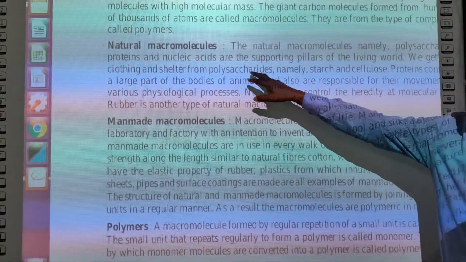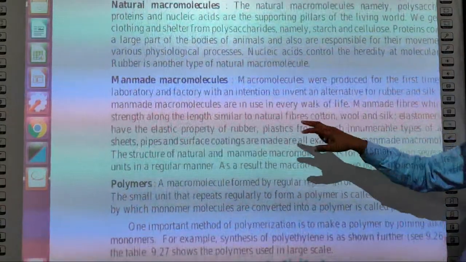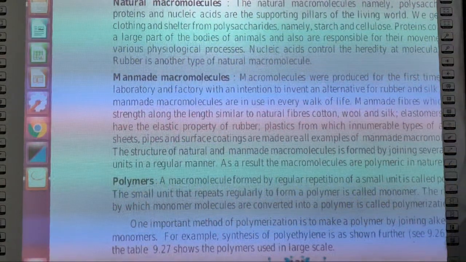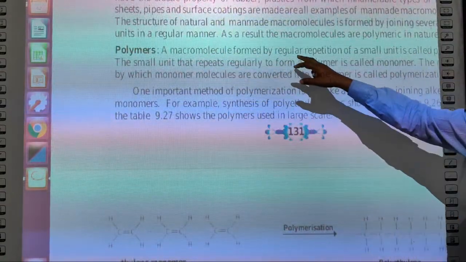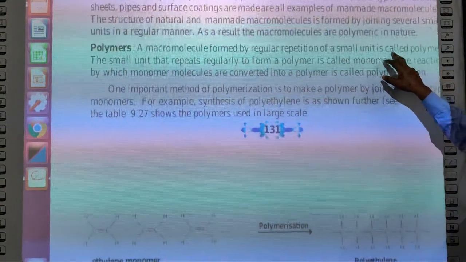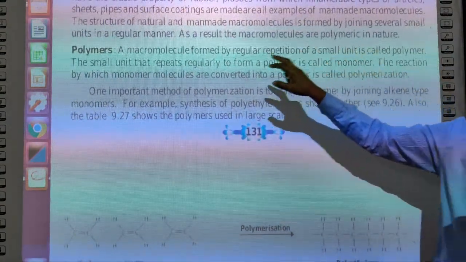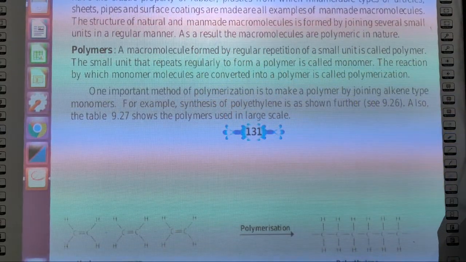Some are natural macromolecules, namely polysaccharides, starch, cellulose, etc. Some are man-made, like cotton, wool, silk. These are polymers. What are polymers? Polymers kya hai? A macromolecule formed by the regular repetition of a small unit is called a polymer. Macromolecule formed by the regular repetition of a single unit.